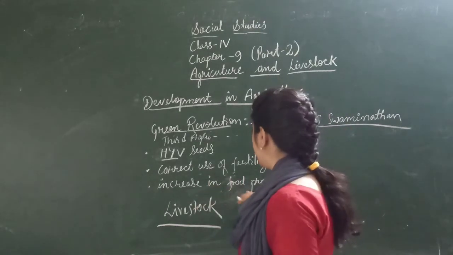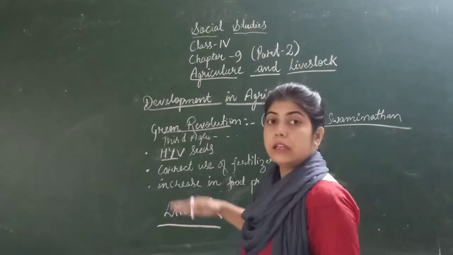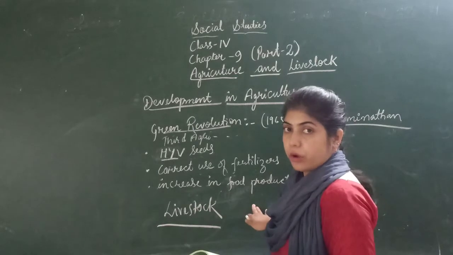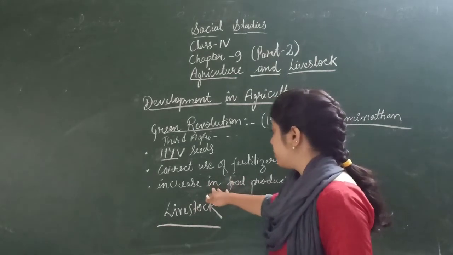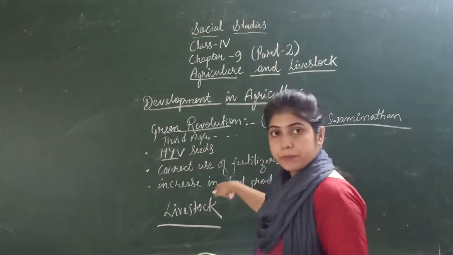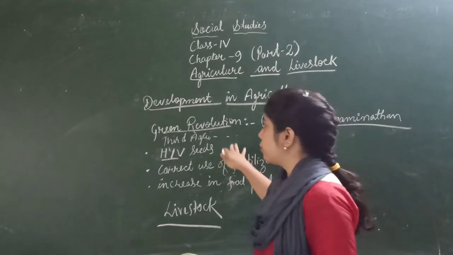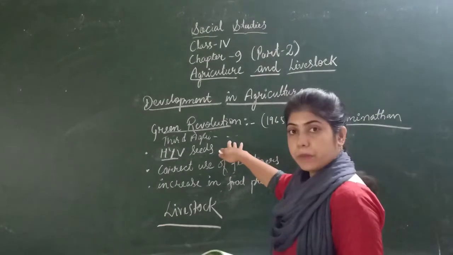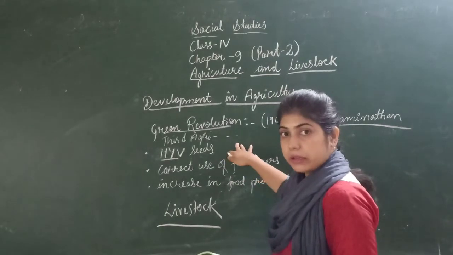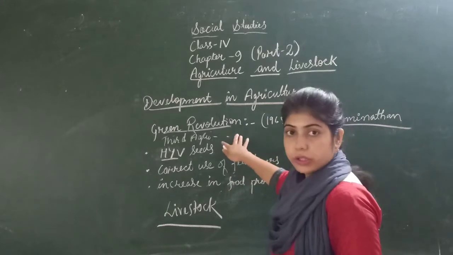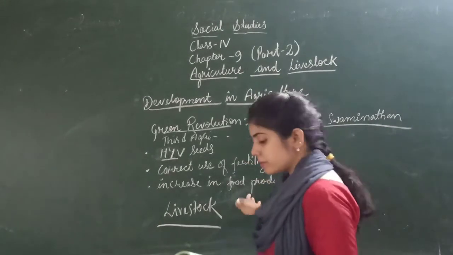Now increase in food production, that is the increase in the quantity of food crops, was also being done with the help of this modern means of techniques and tools under this green revolution. So it played a very important role in the economic sector as well as in the agricultural sector. So this was about the green revolution.